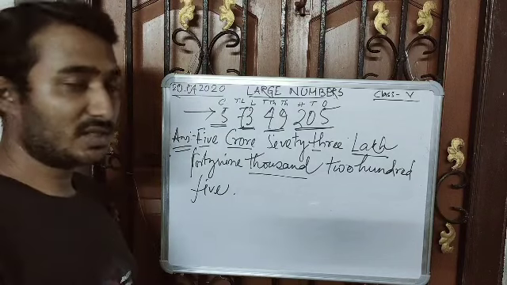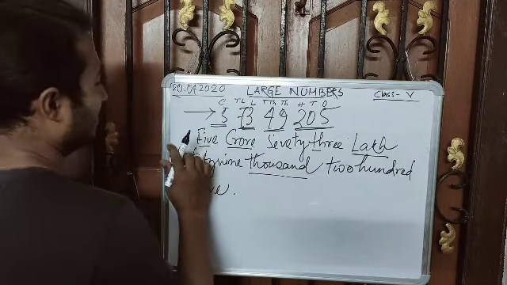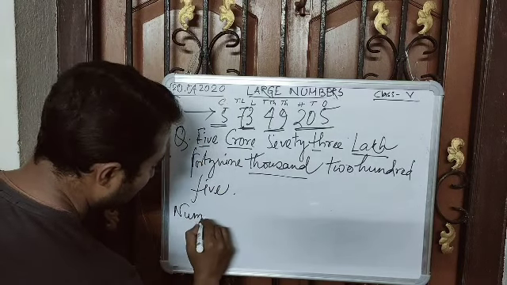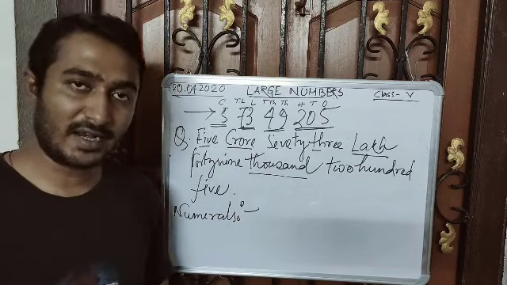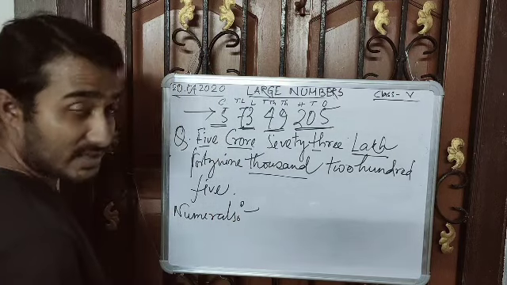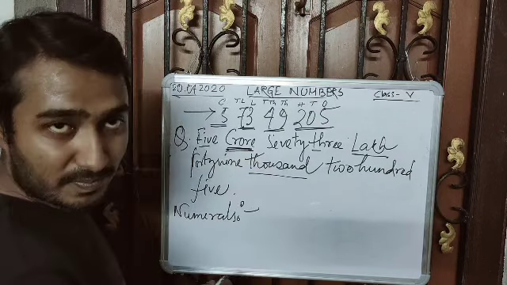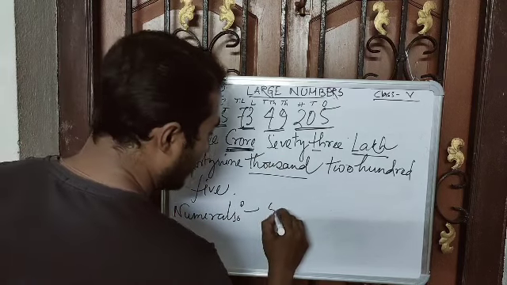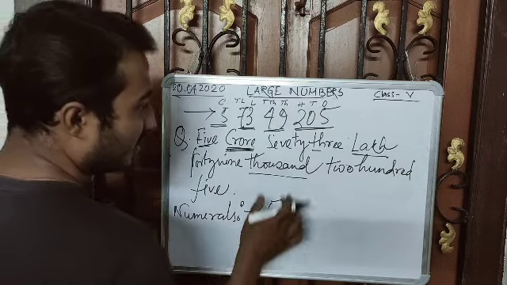If the opposite is given, suppose this is your question, the question is given in words and you have to write in numerals. So how can you write in numerals? To write in numerals, again the same procedure. See the periods written here. So 5 crore. So 5 right here and the remaining will be crore.